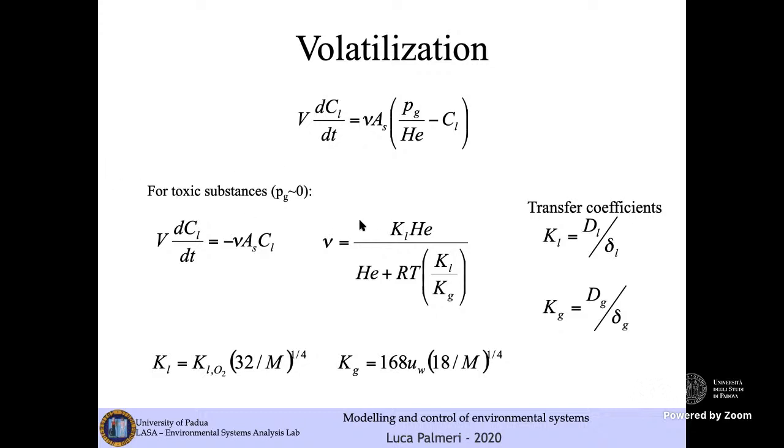For toxic substances in general, we know that the partial pressure in the gaseous form is almost zero. This means that most toxic substances, we may find them in the liquid phase, dissolved in water. I remind you that water is the greatest solvent in the world. In this case, you simplify this relationship with some very trivial algebraic calculation.